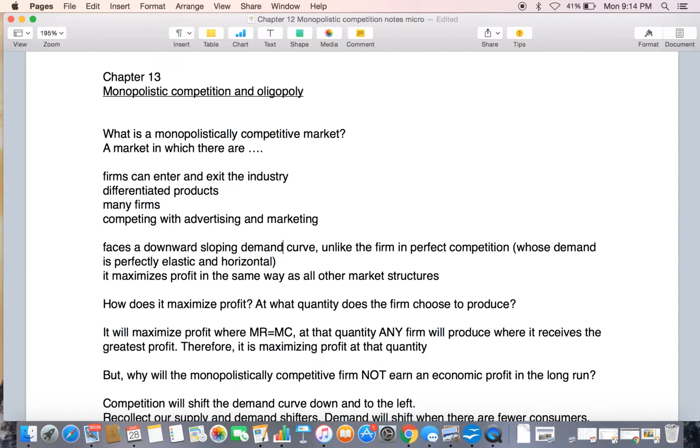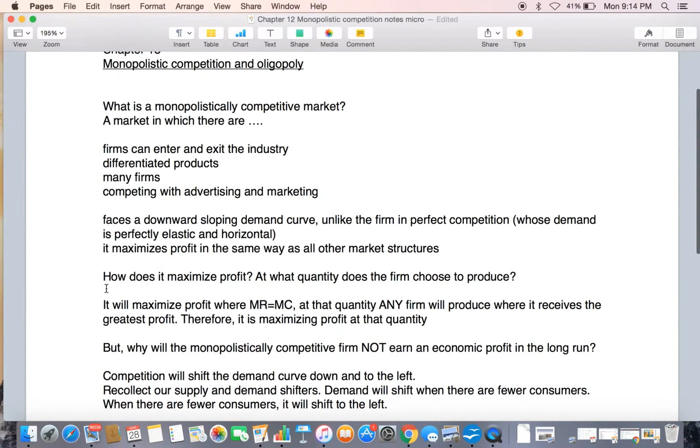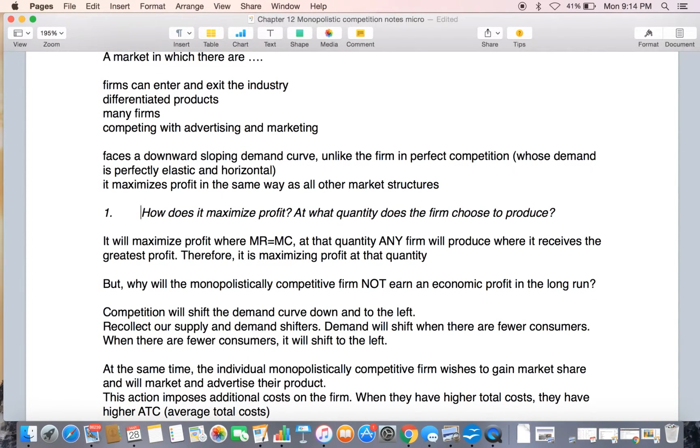They'll maximize profit in the same way as all other market structures. So let's walk through that process. How do they maximize profit, and at what quantity does the firm choose to produce? This is sort of our first important question that we would ask ourselves. They will maximize profit at the quantity where marginal revenue equals marginal cost, and at that quantity, any firm will produce where it receives the greatest profit.